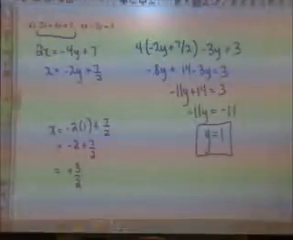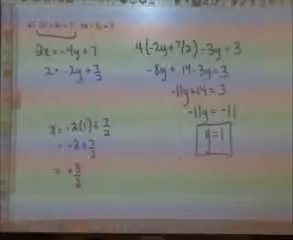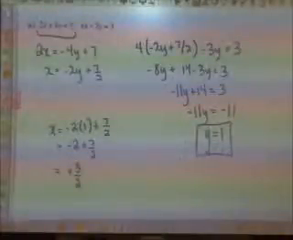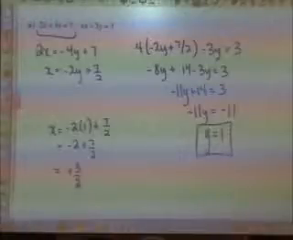Commons immediately. Thank you. I would get 3 halves, because it would be negative 4 halves plus 7 halves. So I'd get 3 halves for my x value.